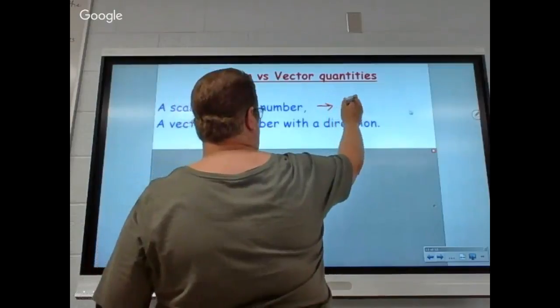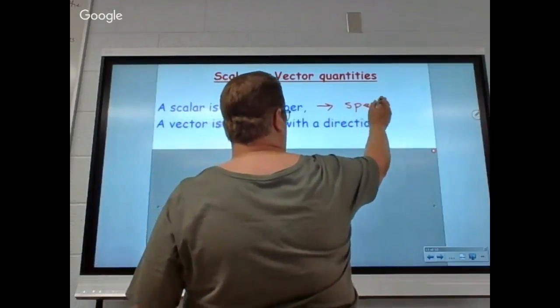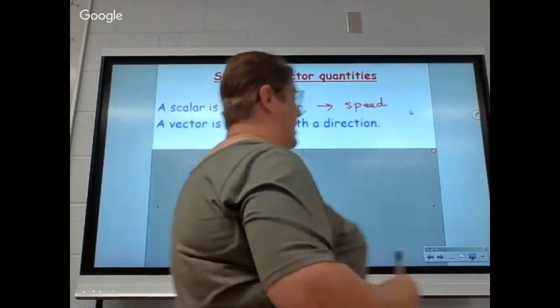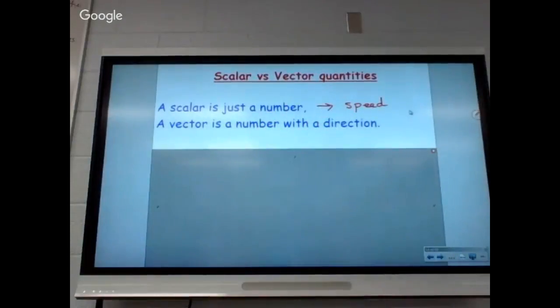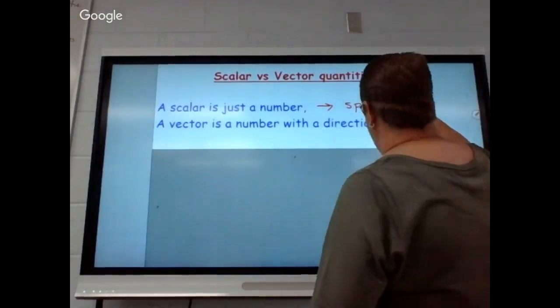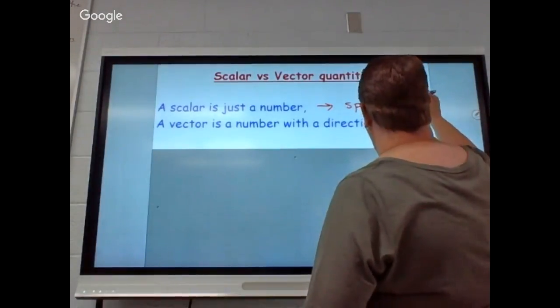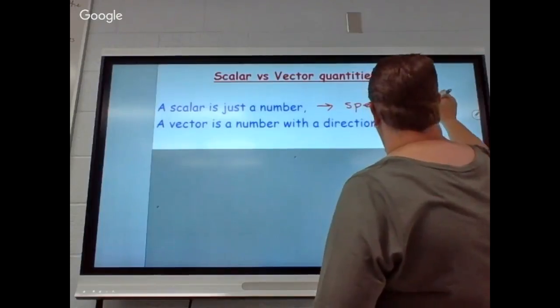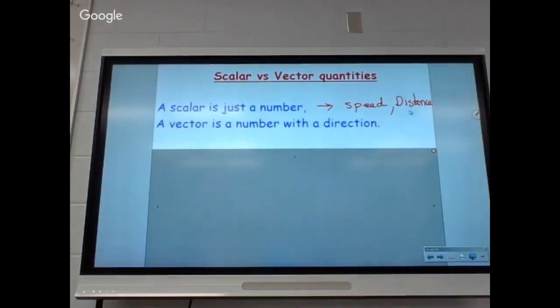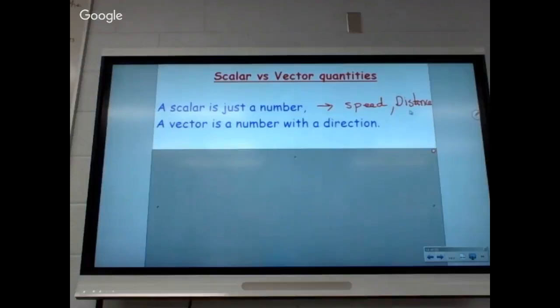All right, speed, for example. Speed will be a scalar. It will not have a direction. When you get in the car and it says you're doing 55 miles an hour, 55 miles an hour has no direction. It's a scalar. When we just talked about distance, it was a scalar. Did not give anything about direction.